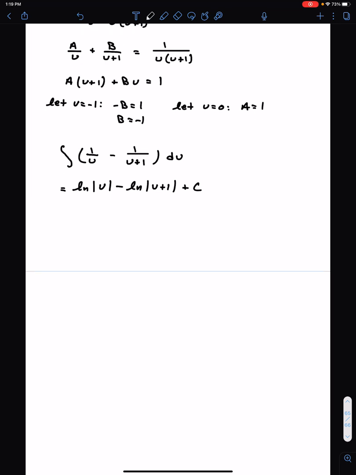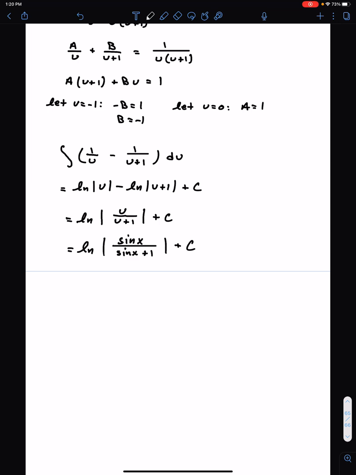For this one, I'll combine these as a single natural log. So natural log of u over u plus 1 plus c. And then u is sine of x. So natural log absolute value of sine of x divided by sine of x plus 1 plus c.